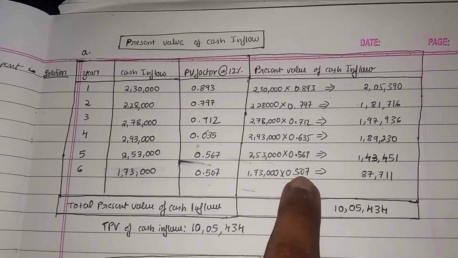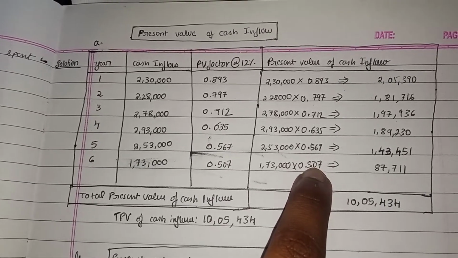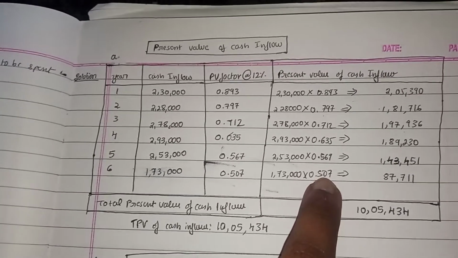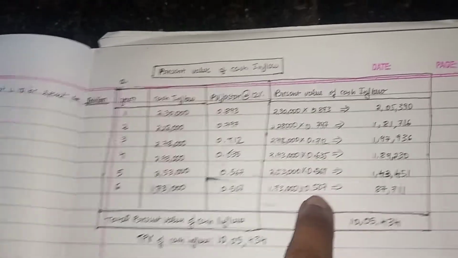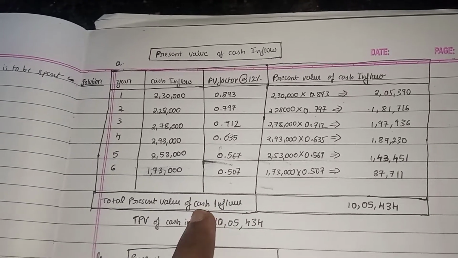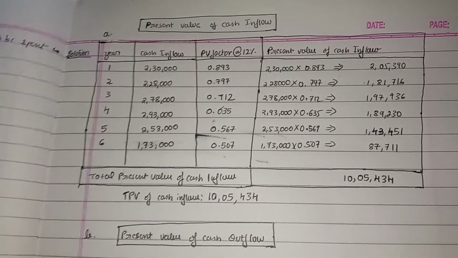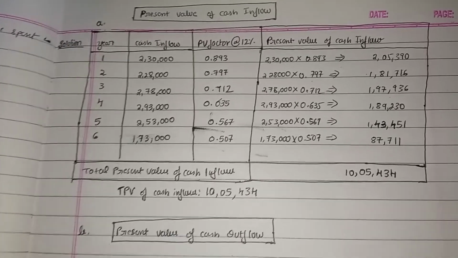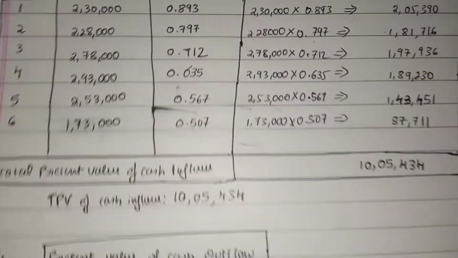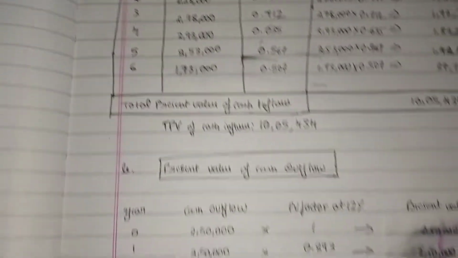If we do the product of cash inflow and PV factor at 12%, we will get the present value of cash inflow. Here it is for 6 years. After doing the product, the total of the values is considered as total present value of cash inflow. That means if we add all the present values, we will get the total present value of cash inflow. In simple terms, TPV of cash inflow, the total value is 10 lakh 5,434. Okay, part A is over. We have to do part B.